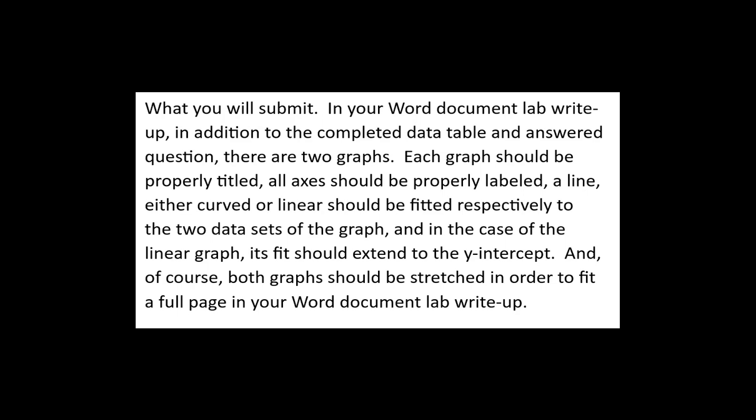And of course, both graphs should be stretched in order to fit a full page in your Word document lab write-up.